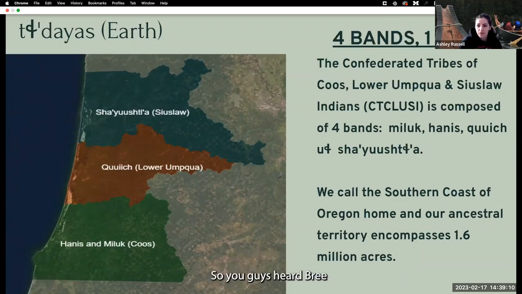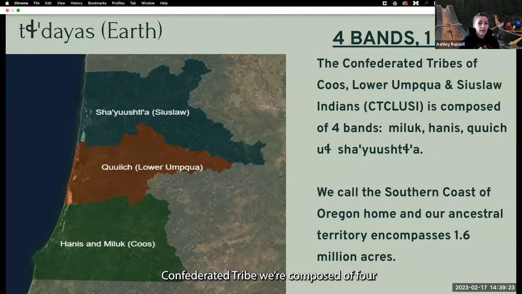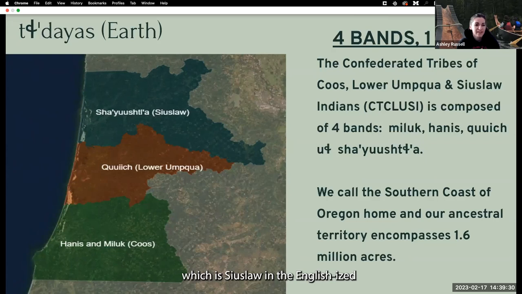So you guys heard Bree talk about ancestral territory, and so this is the ancestral territory of my tribe. So again, we're a confederated tribe. We're composed of four bands. There's the Siuslaw, in the Englishized version, in the north, Lower Umpqua in the middle there, and then Hanis and Millik Coos in the south. And our ancestral territory encompasses 1.6 million acres.